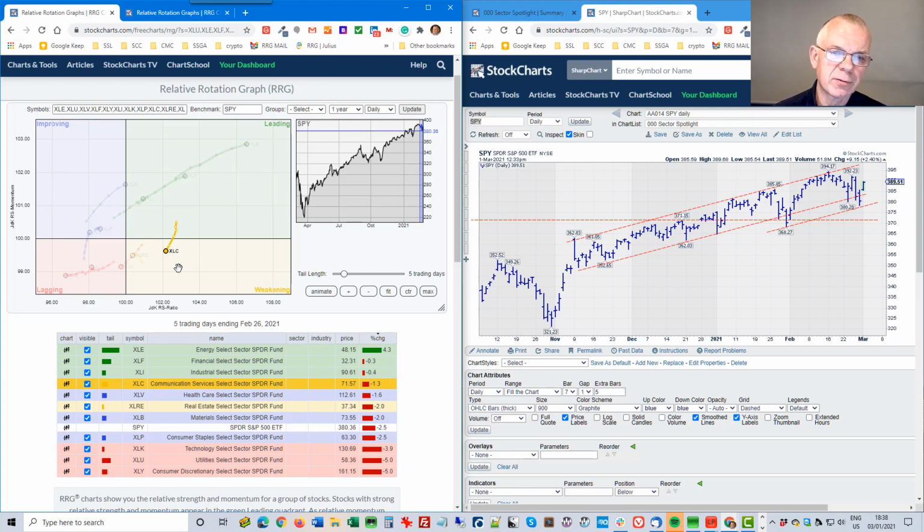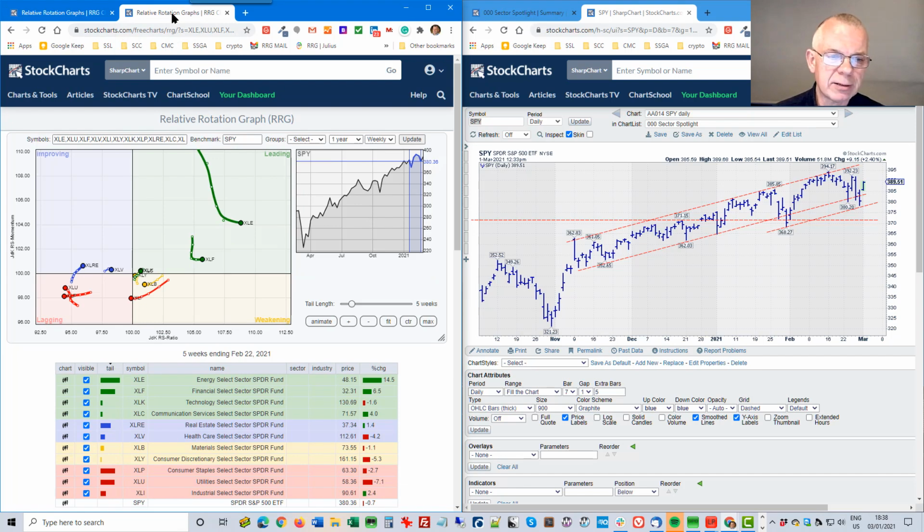So that's your picture for the week, with a good picture and a good performance for energy, financials, industrials, and communication services, I would say. And if we move to the weekly version, then you can see that performance of financials and energy is actually coming nicely together with the tails on the weekly that are bending back to the right. They lost a little bit of momentum. They're still inside the leading quadrant and are now continuing to move to the right. So energy and financials leading sectors at the moment.